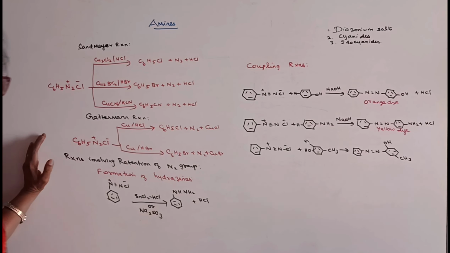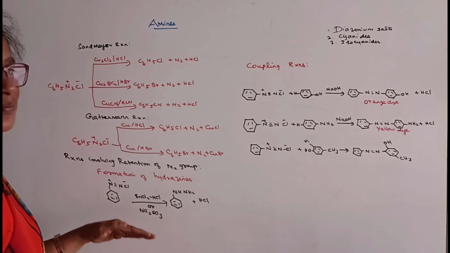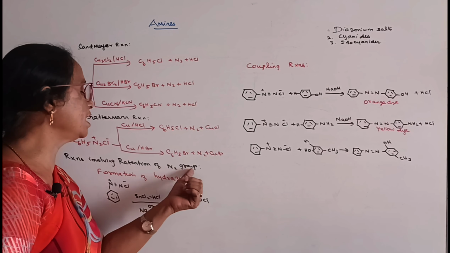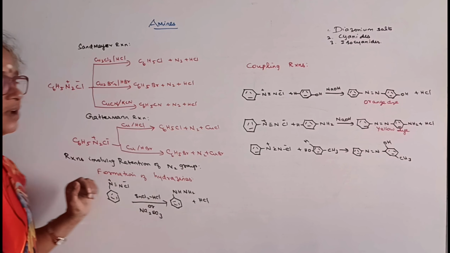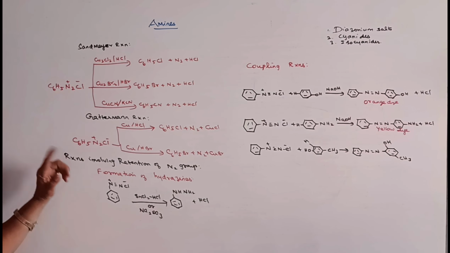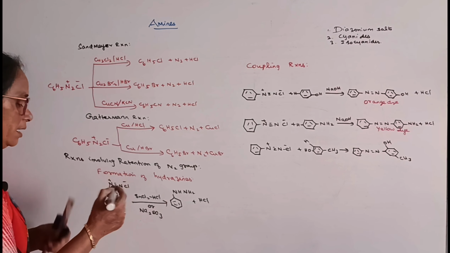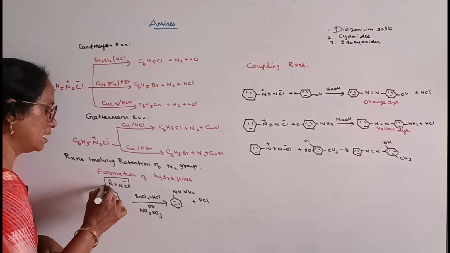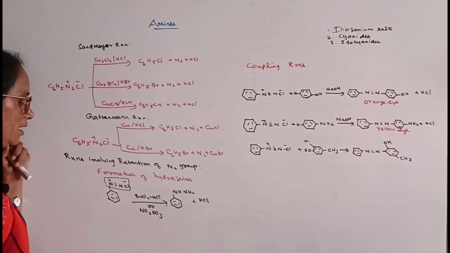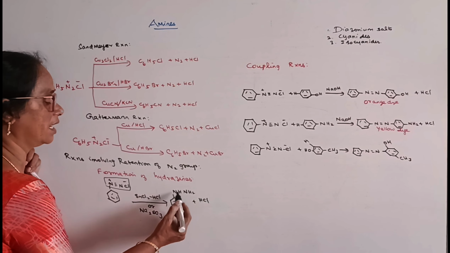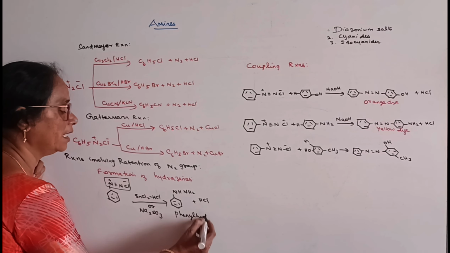The next set of reactions is one in which the nitrogen group is retained. So we can say retention of the diazonium group in the reactions. The first one is the formation of hydrazines. Hydrazine, C6H5NH-NH2. When the diazonium chloride is reduced by either stannous chloride and HCl or sodium sulfite, the N triple bond N is reduced to NH-NH2. So it is called phenyl hydrazine.